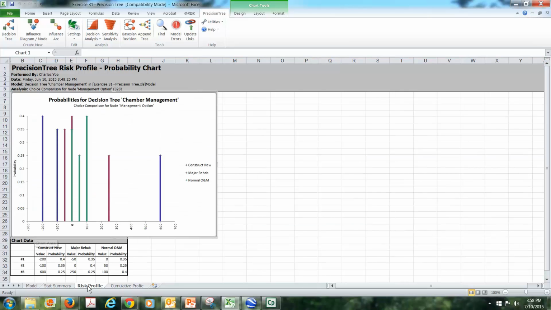There is a risk profile that is generated. Take a look at this risk profile. It's not really so complicated. On the horizontal axis, we have the outcomes. This would be millions of dollars of net benefits. So you see some of our outcomes are -200, some go up to +600. So the vertical axis then is the probability of that outcome.